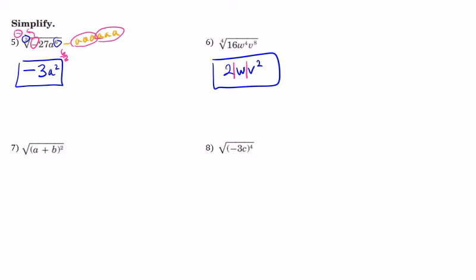All right, number 7. Here I have the square root of a plus b, squared. I can't really simplify a plus b because those are not like terms. So I'm just going to let the root and the square cancel out, and I'm going to get a plus b. But just like we talked about, a and b could be positive or negative, any combination of those. So I want to make sure my answer is the principal root, so I'm going to put the absolute value of a plus b. All right, and that'll be my answer.